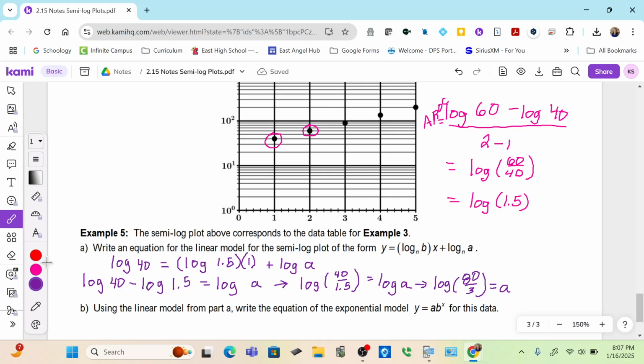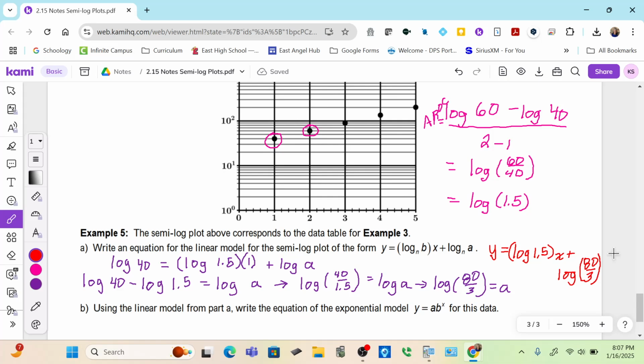So what is our equation in the form y equals log of b times x plus log of a? It's going to be y equals log of b, which is log of 1.5, times x, plus log of 80 over 3. So that's our equation, our linear equation from the semi-log plot.